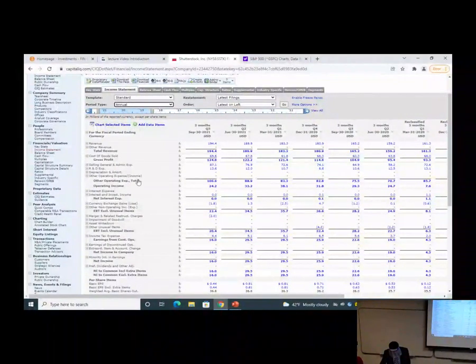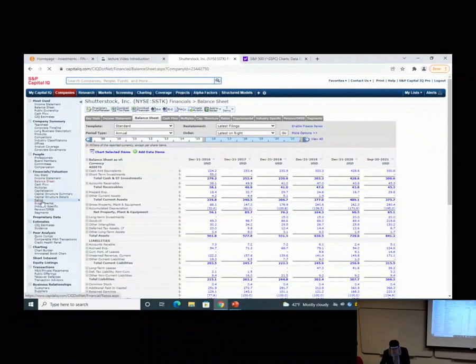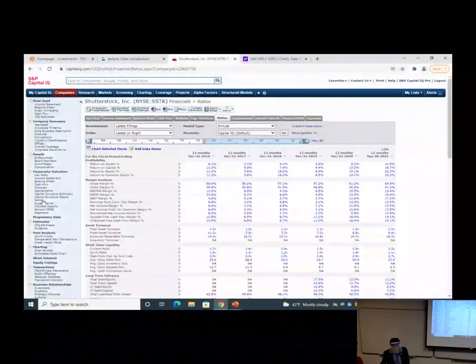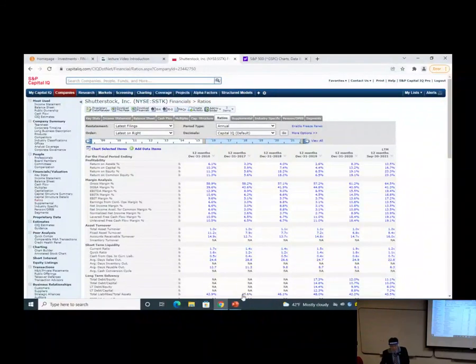And you can look at the balance sheet, you can look at the cash flow, and you can look at the ratios. It's all calculated. February the 10th, they're going to release earnings. Okay.